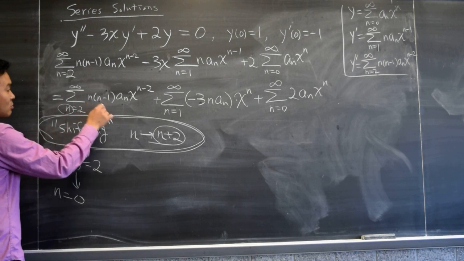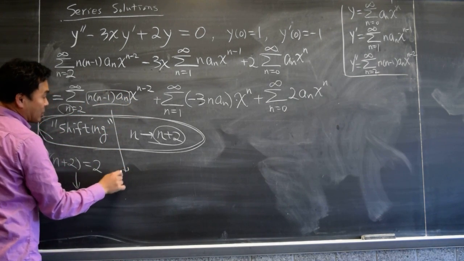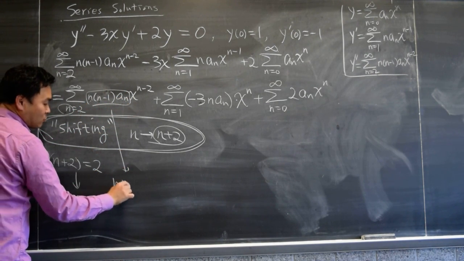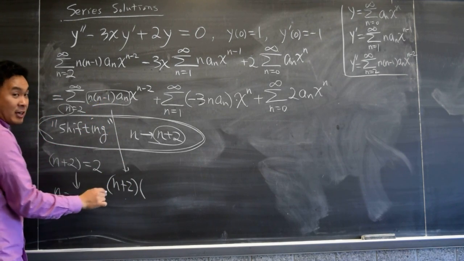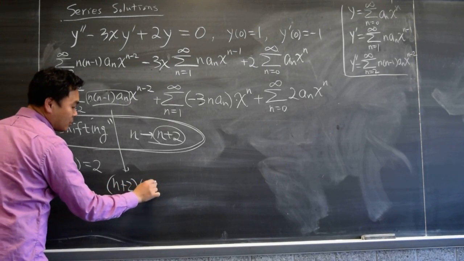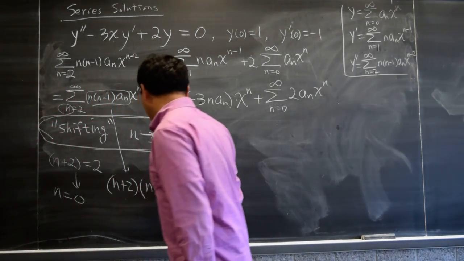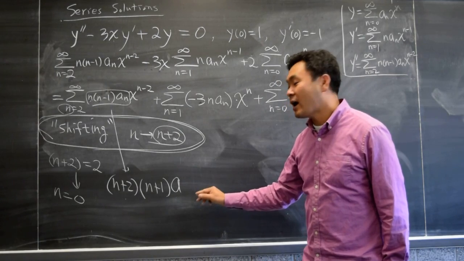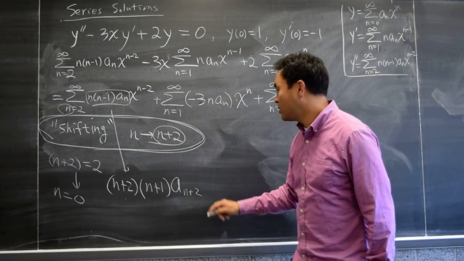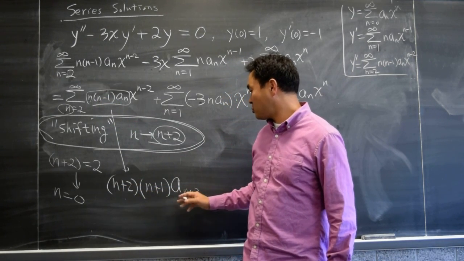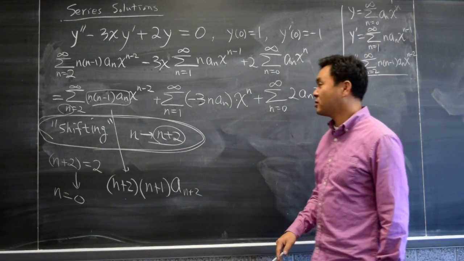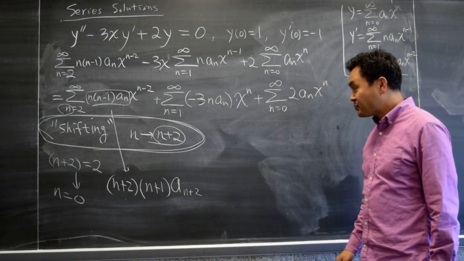Okay, and then what does this one become? Let's see, that becomes n plus 2. n plus 2 minus 1, what's that? n plus 1. And then a sub n plus 2. So this becomes n equals 0, that becomes n plus 2, n plus 1, a_{n+2}. That's what you have, okay?